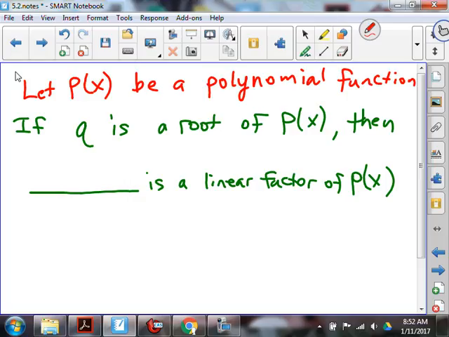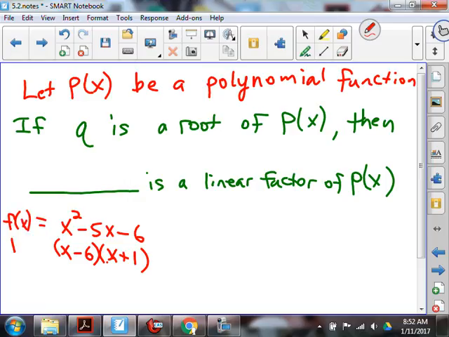Let's take a trip down memory lane. Suppose we had x squared minus 5x minus 6. Suppose we took that and we factored that into x minus 6 times x plus 1. If we did all that, we would say that that particular expression, if we made it a function f of x, has roots of 6 and negative 1.